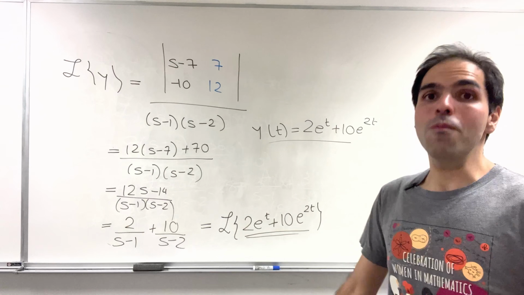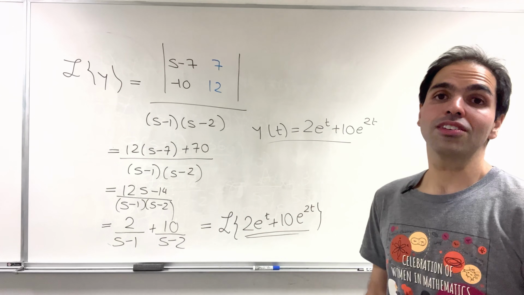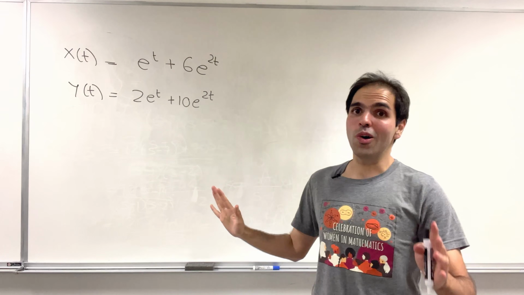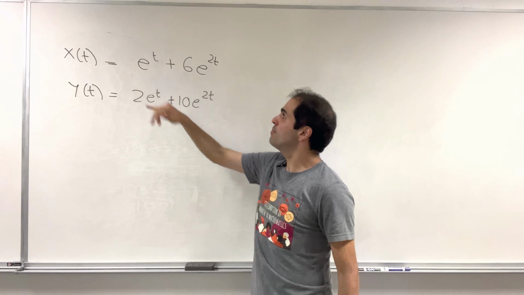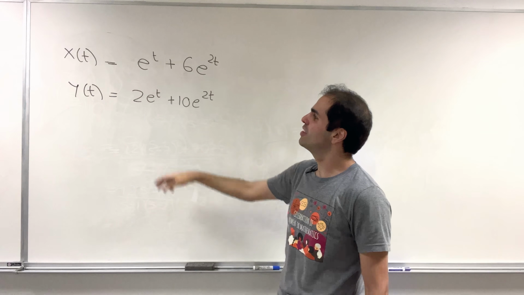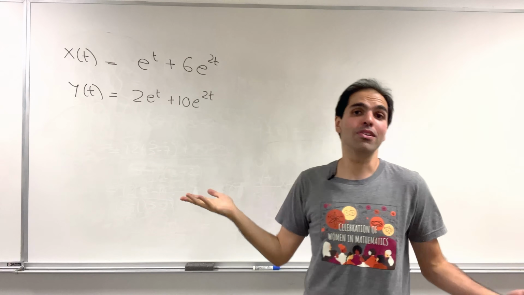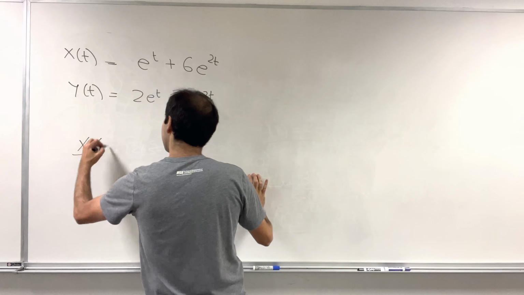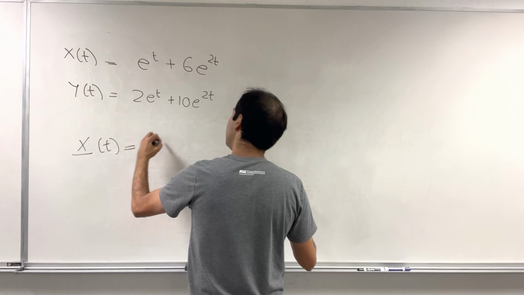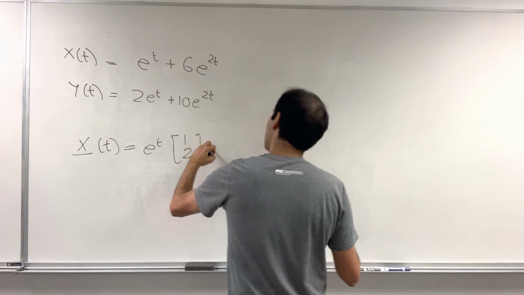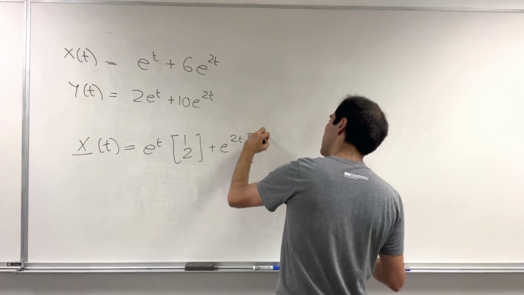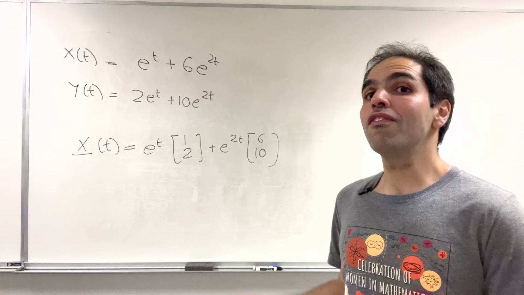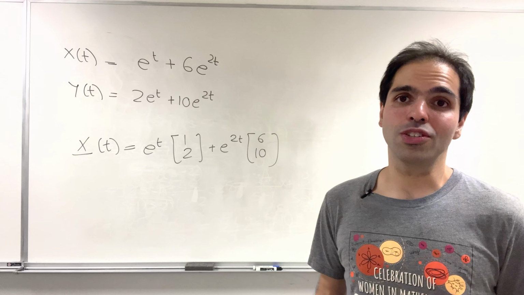And therefore, combining this with our result for x, we get the following. Our solution to our system of ODEs is simply e to the t plus 6e to the 2t and 2e to the t plus 10e to the 2t. Or if you'd like, in vector form, this becomes e to the t times (1, 2) plus e to the 2t times (6, 10). And this is how you can solve a system of ODEs using Laplace transforms.